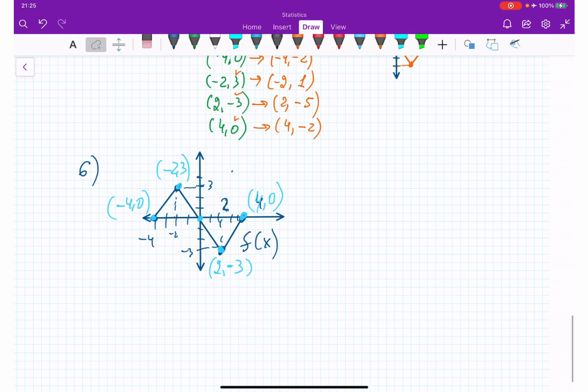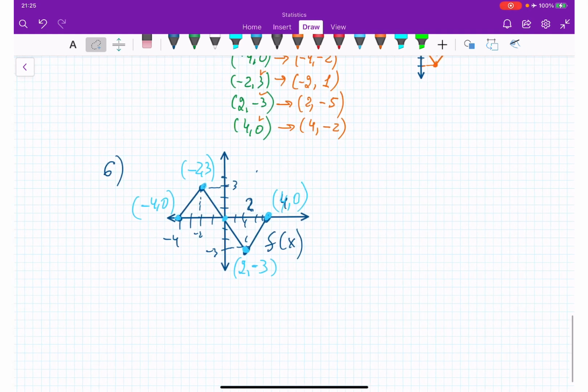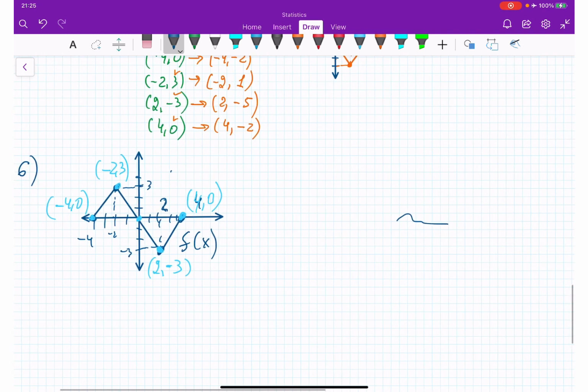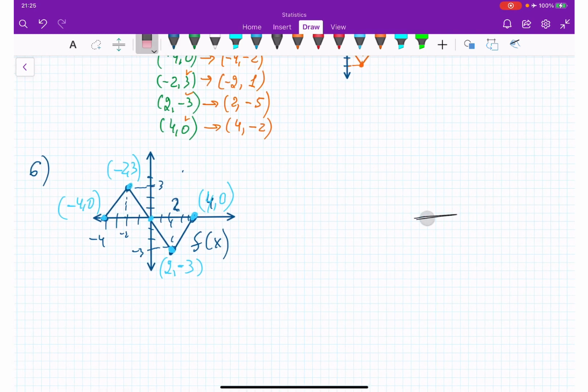Using this graph, now we are going to build the change of x, which is g of x is equal to f of x plus 1. So when we have x plus 1, that means we are changing x, right?